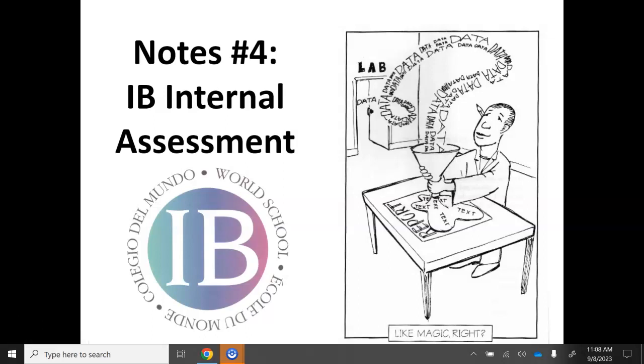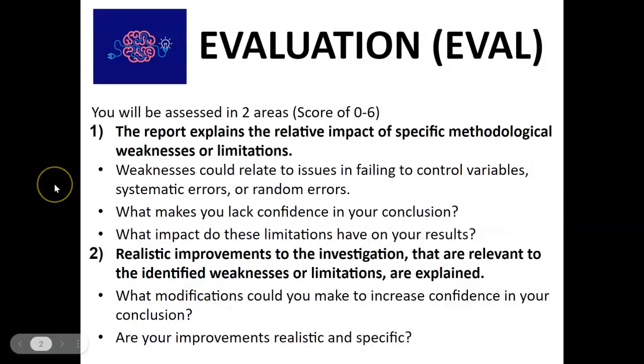This is the fourth and final set of notes for the IB Biology internal assessment. This section is called evaluation. You will be assessed in two areas for an overall score between 0 and 6.